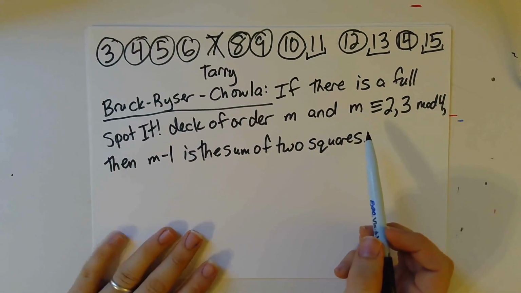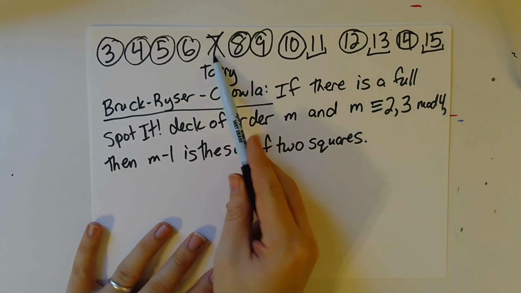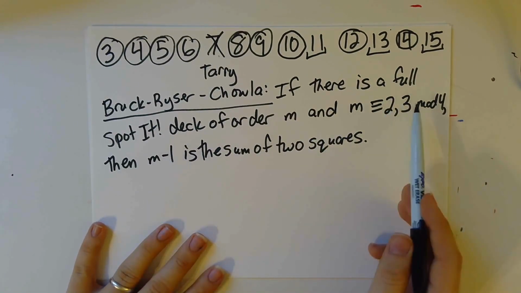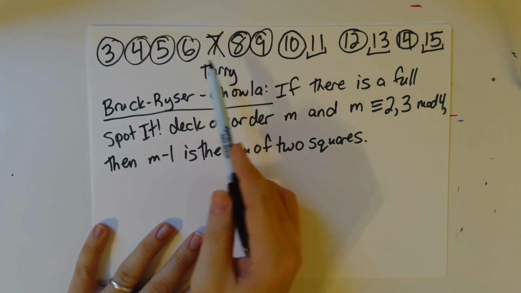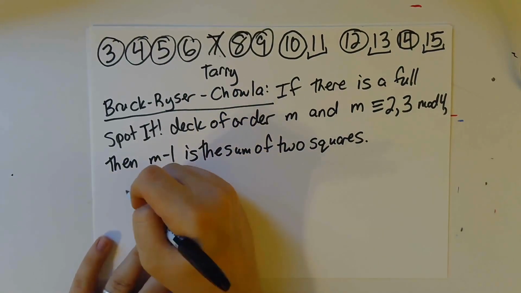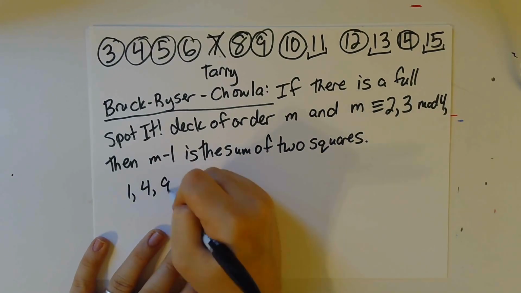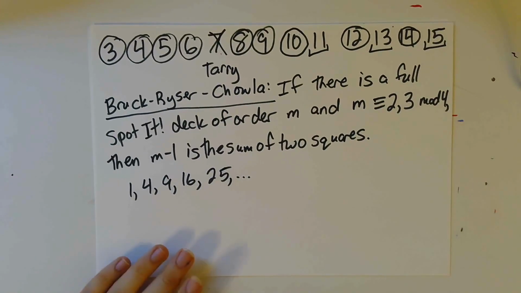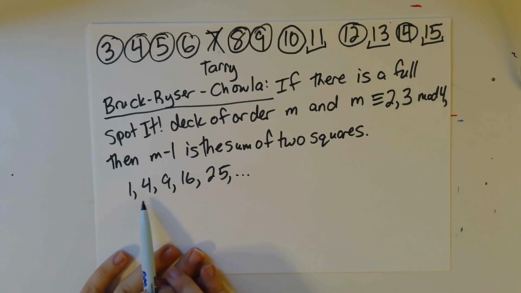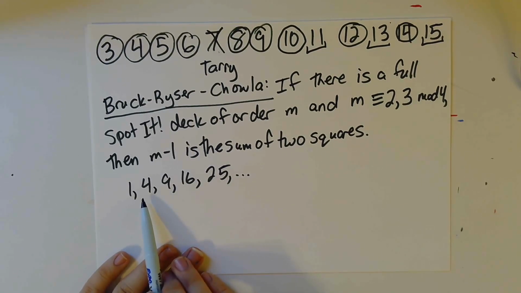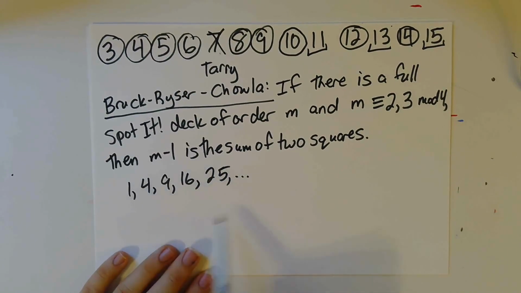Let's look at this. So for example, 7 is 3 mod 4. So what this is saying is if there was a full spotted deck of order 7, I would be able to write 6, which is 7 minus 1, as a sum of 2 squares. But if I write out the squares, they are 1, 4, 9, 16, 25, so on and so forth. There's no way I can add together 2 of these numbers to get 6. 1 plus 1, 1 plus 4, 4 plus 4, and 4 plus 4 is already too big. So I've run out of possibilities.